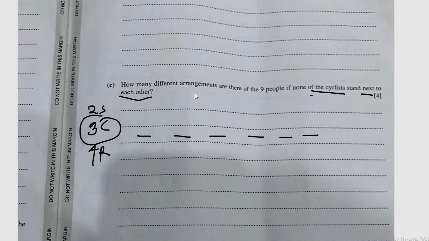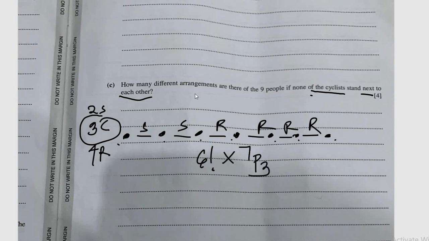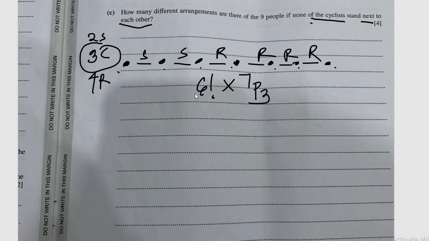Now, these 6 spaces can be filled up by the swimmers and the runners: swimmer, swimmer, runner, runner, runner, runner. They can be arranged anyhow in these spaces. That's 6 factorial. But the cyclists cannot be together. So a cyclist can be here, here, or in between. So the cyclists, how many spaces do they have to fill? 1, 2, 3, 4, 5, 6, 7. And we have how many cyclists? 3. That's 7 permutation 3. So 6 factorial times 7 permutation 3. We have 151,200 ways.